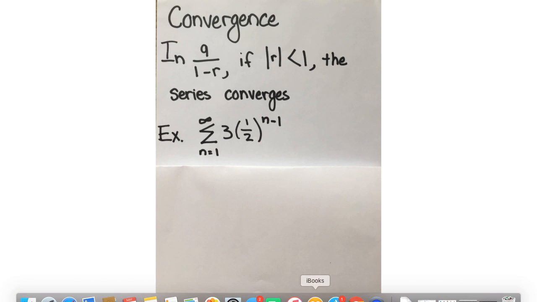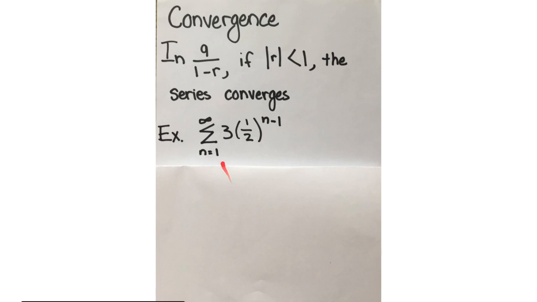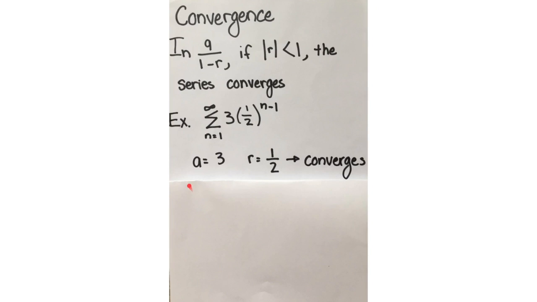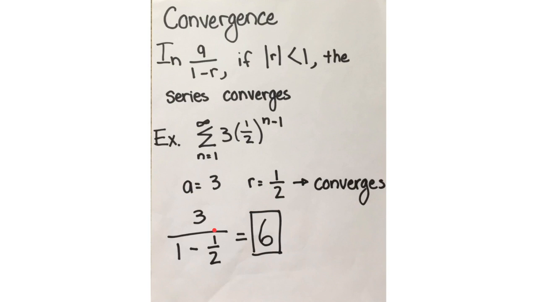Here's an example. This is the first term. This is r. R in this case is less than 1 because it is 1/2, which means that the series converges. This is the first term in all forms when written in this way. Because we have a over 1 minus r, we can plug in to find what the series converges to. Here's a, here's 1 minus r, and all you do is solve that equation to figure it out. 3 over 1/2 equals 6.